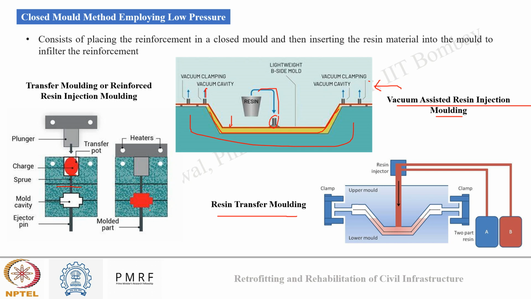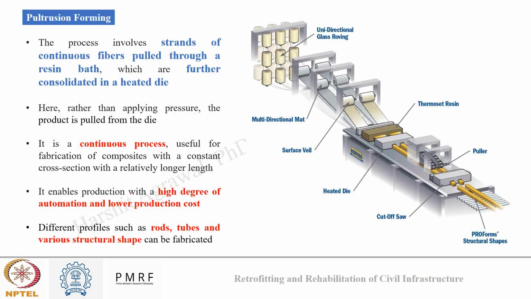it will go into the mold cavity where it will be allowed to cool and take the desired shape of my FRP. Okay, so this is known as transfer molding or reinforced resin injection molding. Again here we employed low pressure. We applied pressure from the top and we heated the filament which helps us to take the desired shape of the mold. Okay, so these all were compression molding methods.